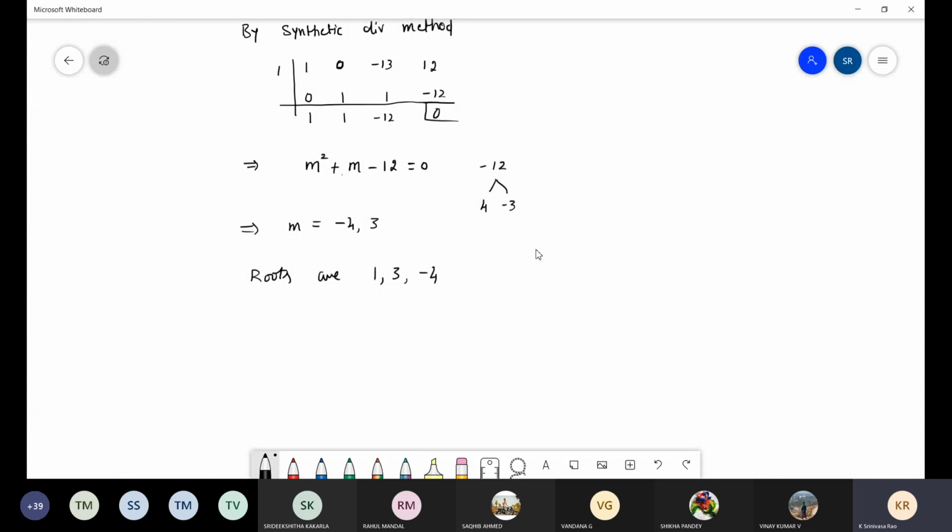So y equals yc, that equals, all roots are real and distinct. Case 1: c1 e power x plus c2 e power 3x plus c3 e power minus 4x. Okay, this is the solution.